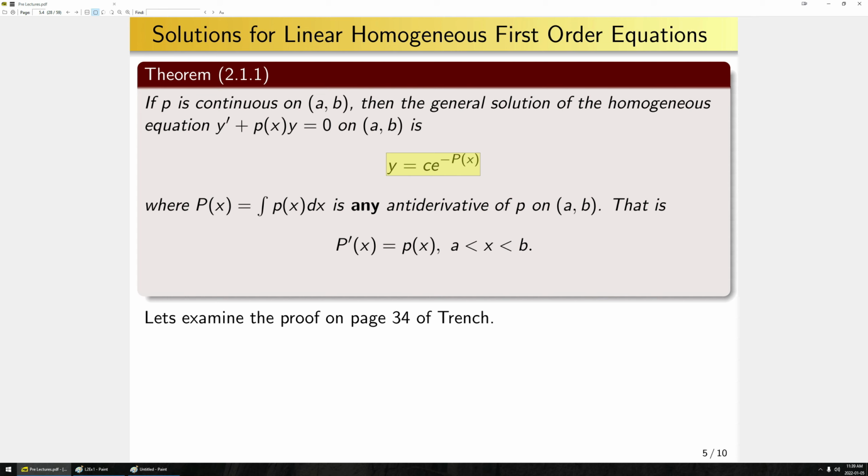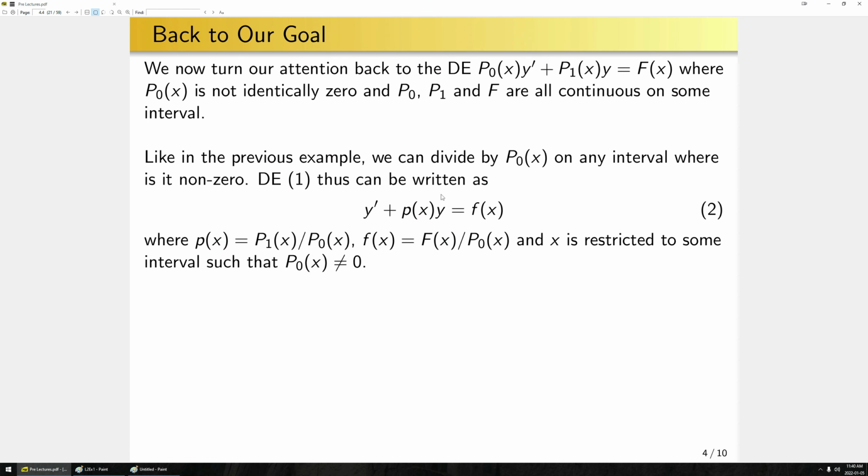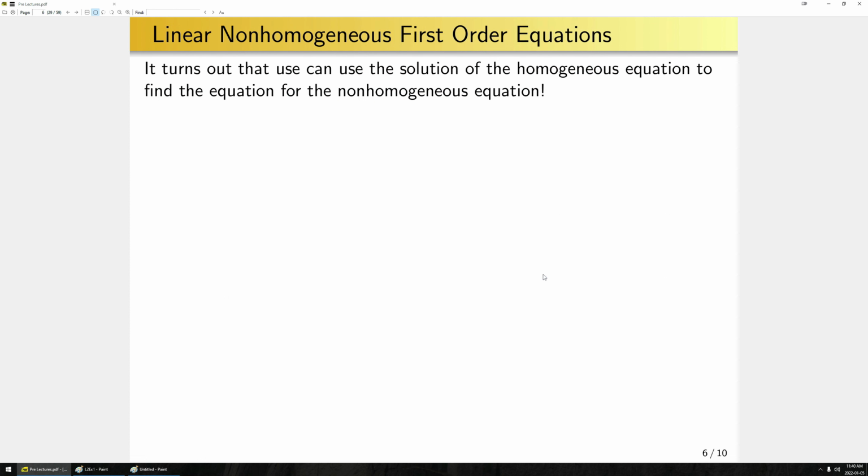Okay, so let's continue. This theorem allows me to solve one entire large class of these type of differential equations. If little f is equal to 0, then I have a solution. So now what remains to be shown is, what if little f is not 0? How do I find a solution in that case? Well, it turns out that we can use the solution of the homogeneous equation to find the solution for the non-homogeneous equation. So the natural thing you might ask is how?